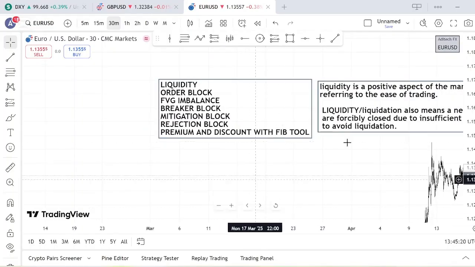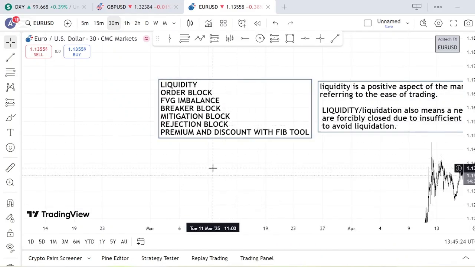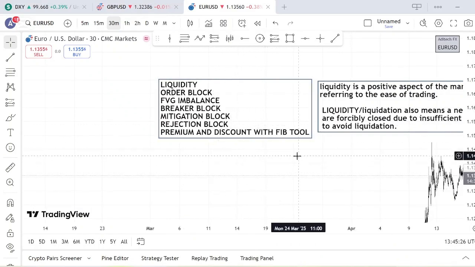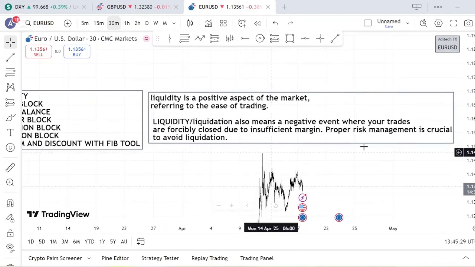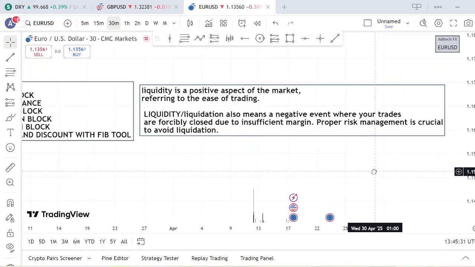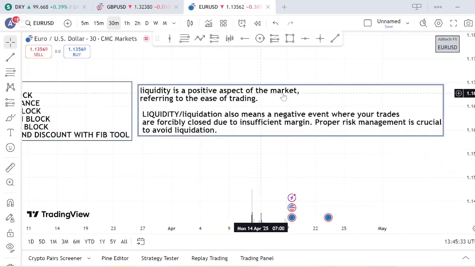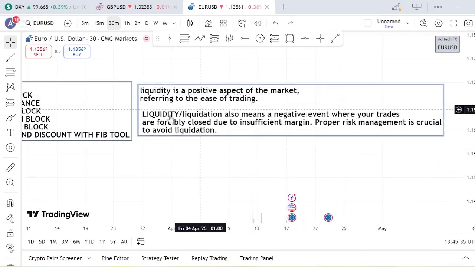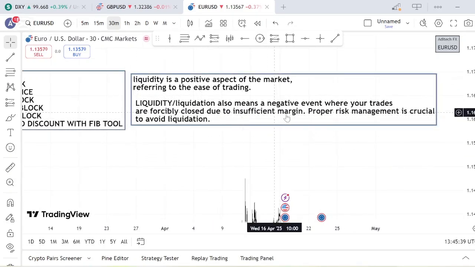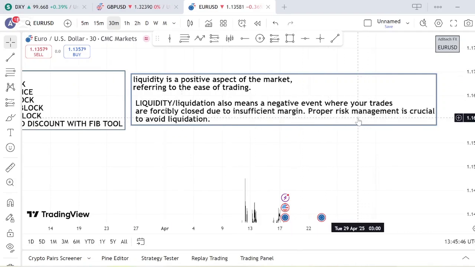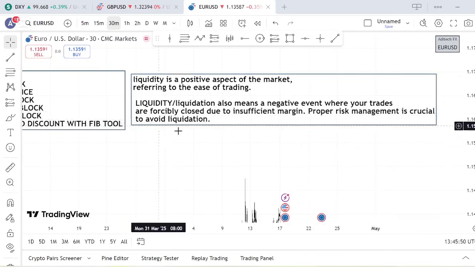Alright traders, welcome back. So we are starting with liquidity. What is liquidity? Liquidity is a positive aspect of the market, referring to the ease of trading. Liquidity can also mean a negative event where your trades are forcibly closed due to insufficient margin, and proper risk management is crucial to avoid liquidation.